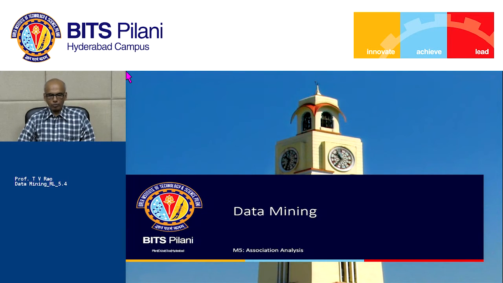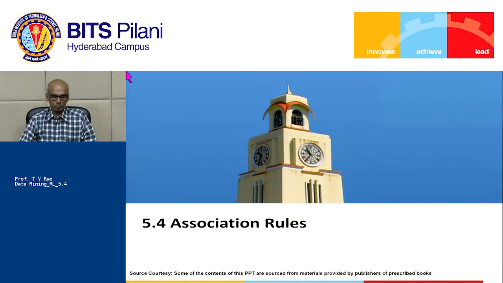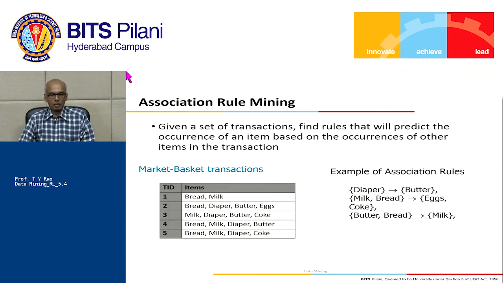Now we will continue the association analysis and look at the association rules. First, how to create them, then what kind of rules we are going to like, and whether there are good measures to indicate if a rule is interesting.